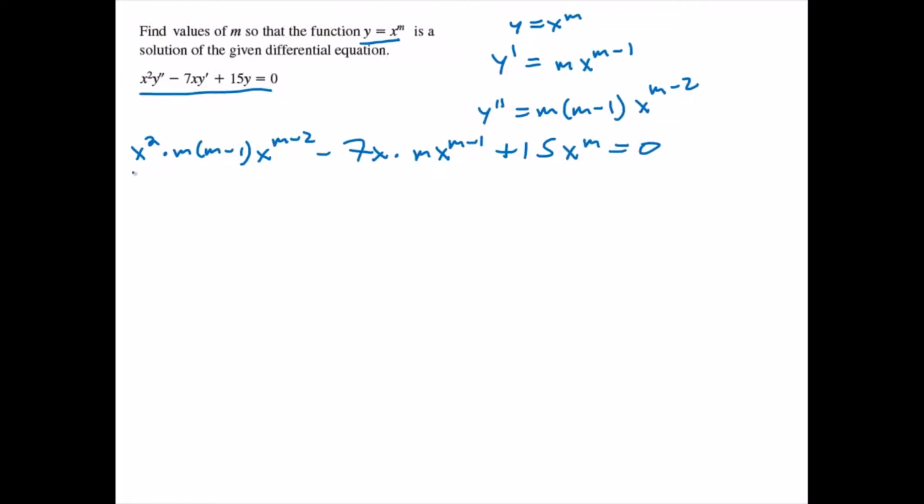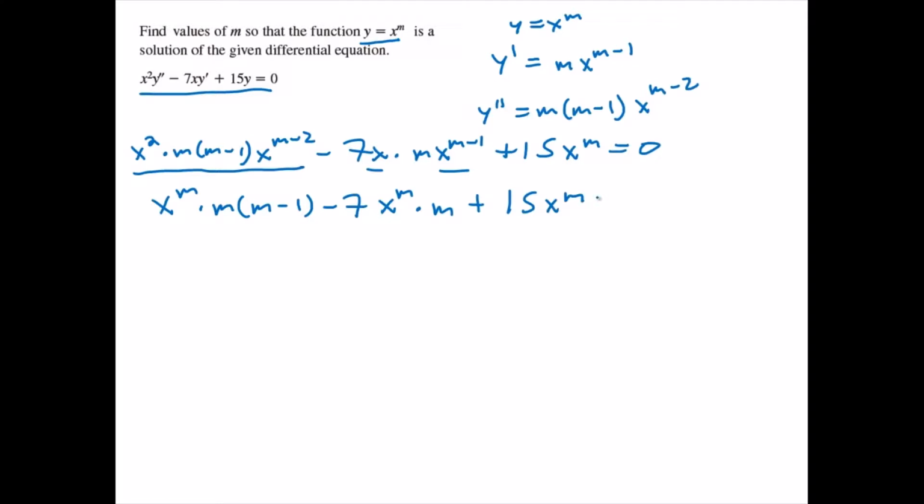So we'll simplify this. X squared times x to the m minus 2 will simply be x to the m, and that will be multiplied by m times the quantity m minus 1. And then here, x times x to the m minus 1 will be x to the m. So we'll have minus 7 times x to the m times m. And then finally, we'll have 15 times x to the m, and that will all be equal to 0.